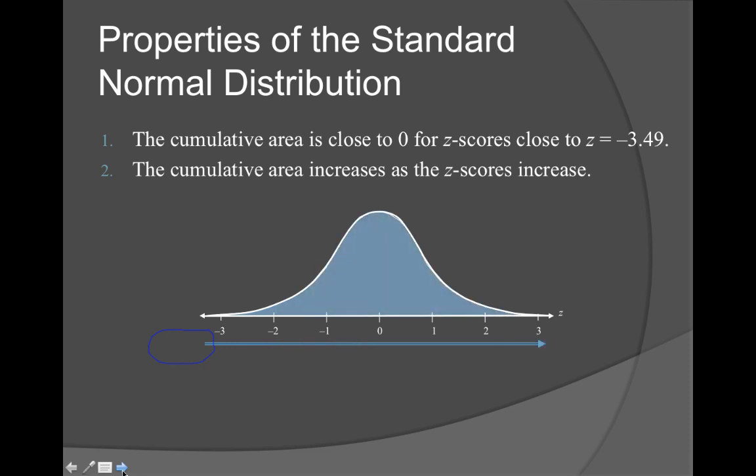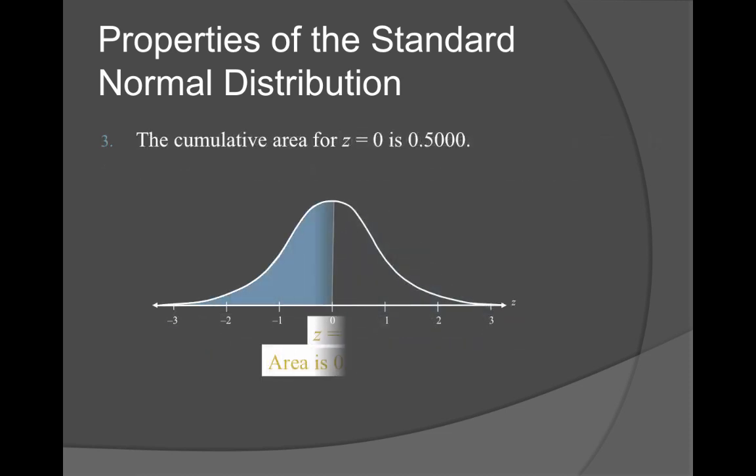The cumulative area increases as the z-scores increase. Remember, this whole light blue shaded area has to equal 1. So as we move up in z-scores, we're moving up in area or probability.